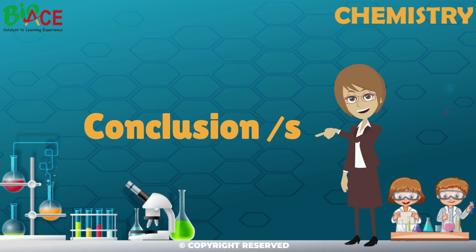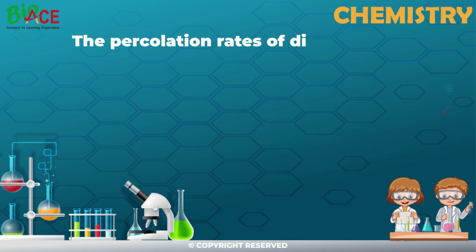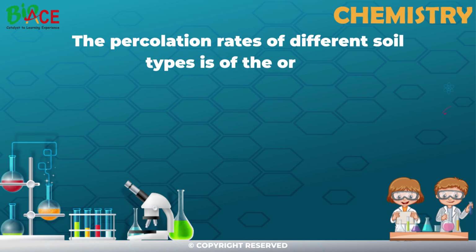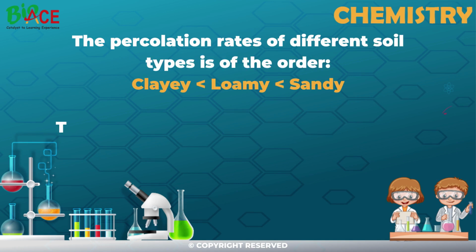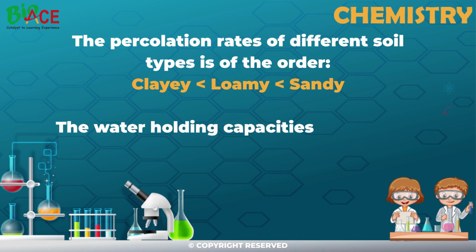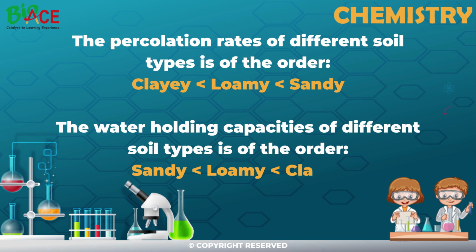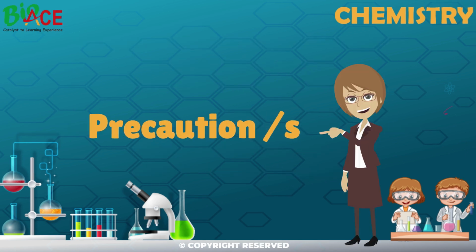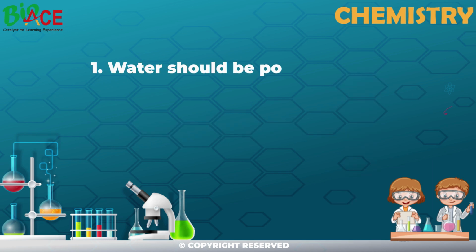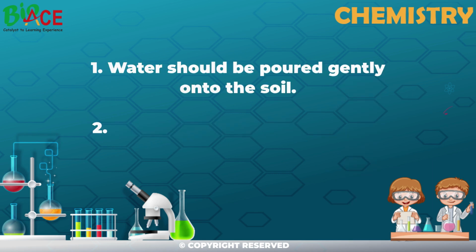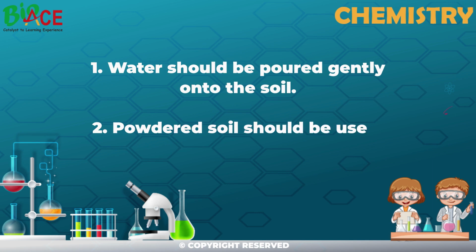Conclusion. The percolation rates of different soil types is of the order, sandy has highest, then loamy and then clayey. The water holding capacities of different soil types is of the order, highest is clayey, then loamy and then sandy. Precaution. 1. Water should be poured gently onto the soil. 2. Powdered soil should be used.